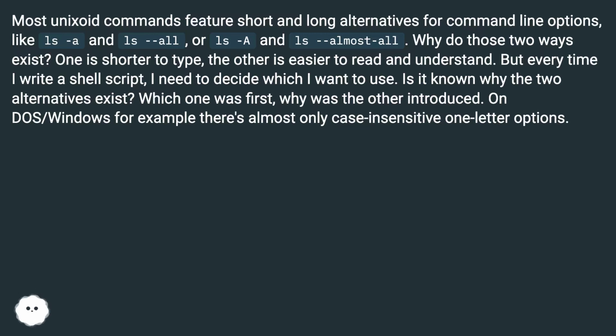One is shorter to type, the other is easier to read and understand. But every time I write a shell script, I need to decide which I want to use. Is it known why the two alternatives exist? Which one was first, why was the other introduced? On DOS/Windows for example, there's almost only case-insensitive one-letter options.